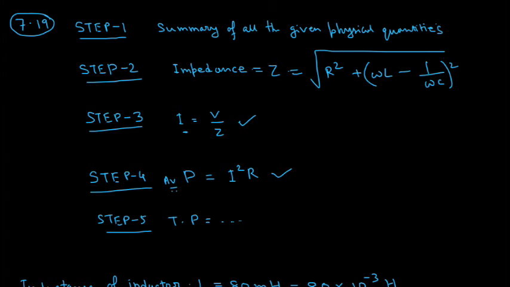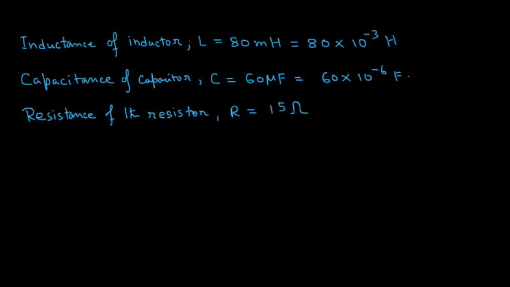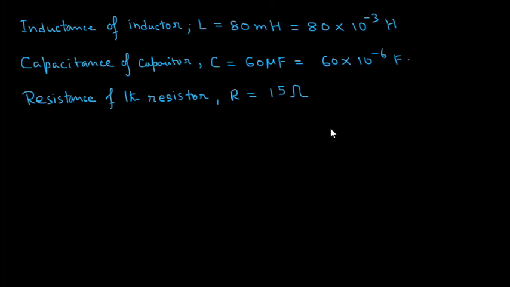So we are in the first step, writing all the values of the physical quantities which are given in the question. Inductance of the inductor L is equal to 80 mH, which is equal to 80 multiplied by 10 to the power minus 3 H. Capacitance of the capacitor C is equal to 60 microfarad, which is equal to 60 multiplied by 10 to the power minus 6 farad. Resistance of the resistor R is equal to 15 ohm.